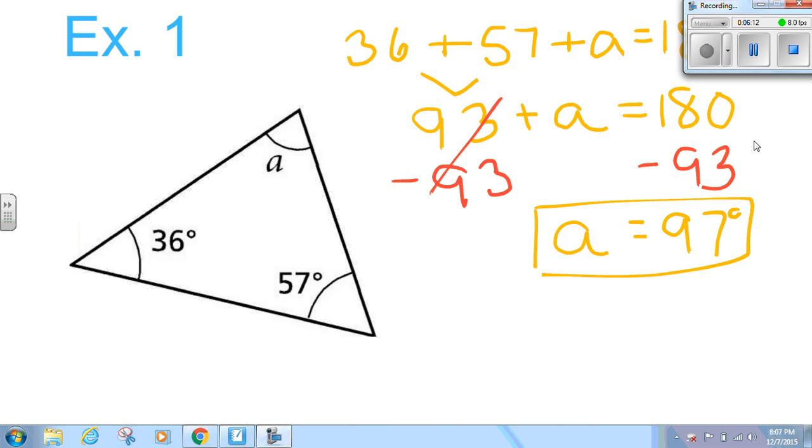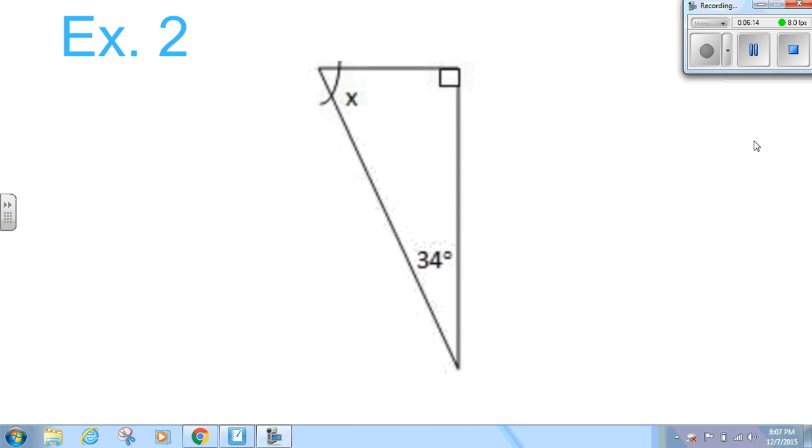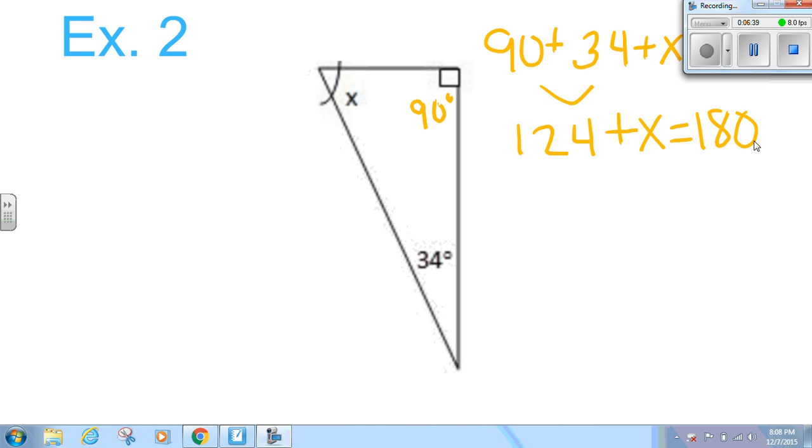In example 2, we have a similar problem, except this time we have an angle with a box, which we know means it's a right angle, or 90 degrees. So again, I'm going to set up my equation. So I have 90 plus 34 plus x equals 180. And if I add 90 and 34, I get 124. Then bring down the rest of your equation, plus x equals 180.